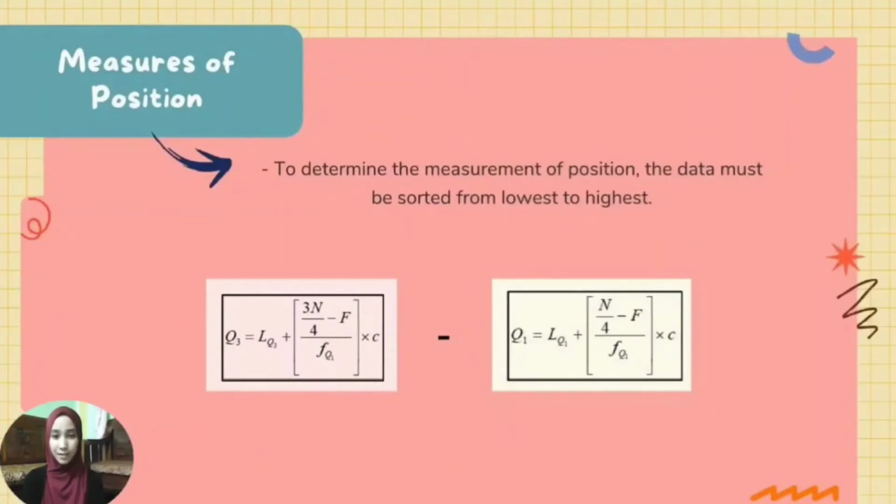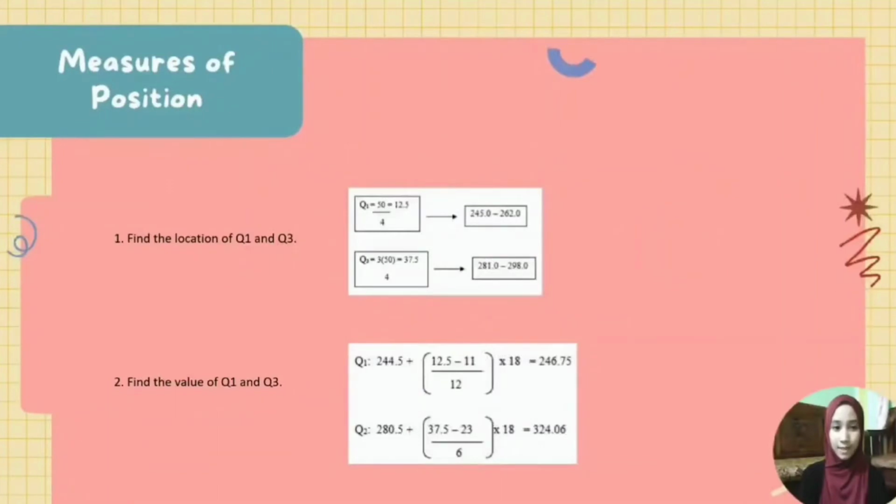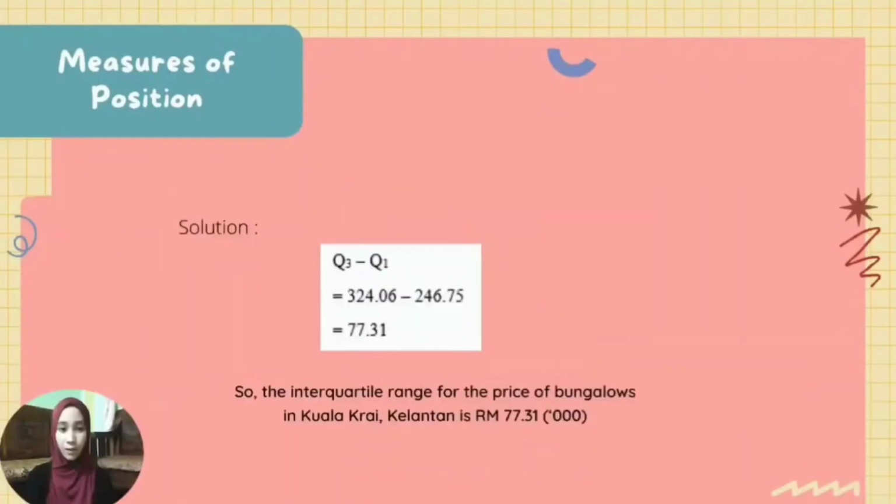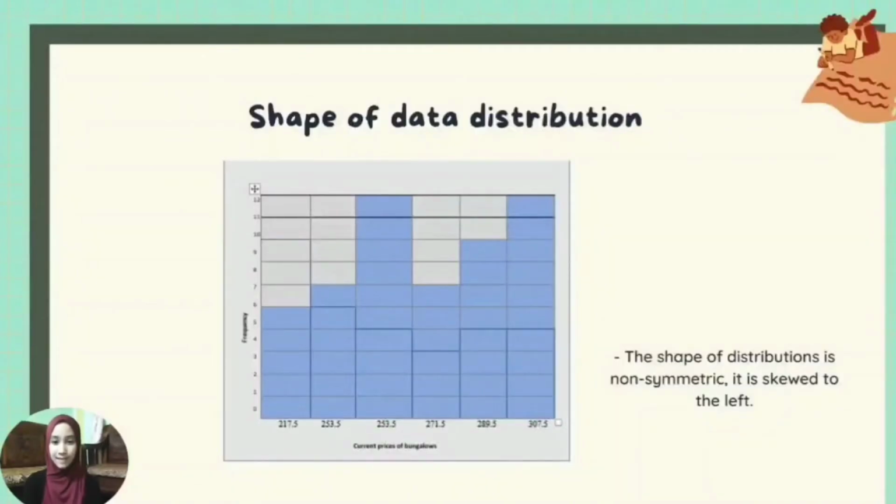Measure of position is to determine the position of a measurement. The data must be sorted from lowest to highest. This is the formula, Q3 minus Q1. Firstly, find the location of Q1 and Q3, then find the value of Q1 and Q3. When we subtract, we get the interquartile range for the price of bungalows in Kuala Krai, Kelantan, which is 77.31 thousand. The shape of the data distribution is non-symmetrical, it is skewed to the left.